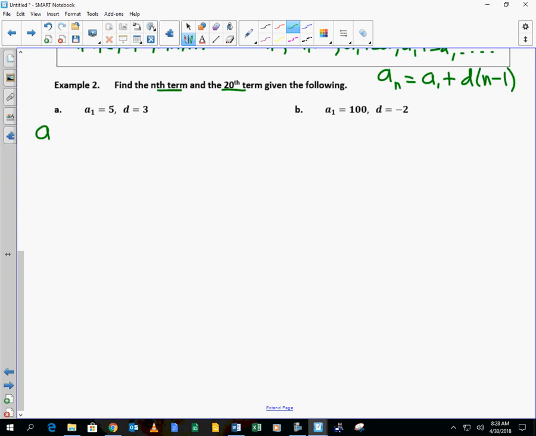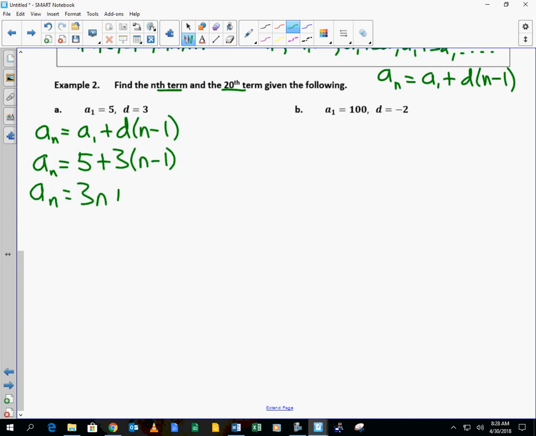So a sub n is equal to a sub 1 plus the difference times n minus 1. So a sub n is equal to, what is a sub 1? 5. What's the difference? 3 times n minus 1. So a sub n is equal to 3n plus 2.